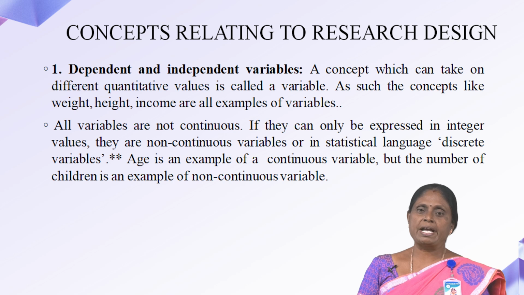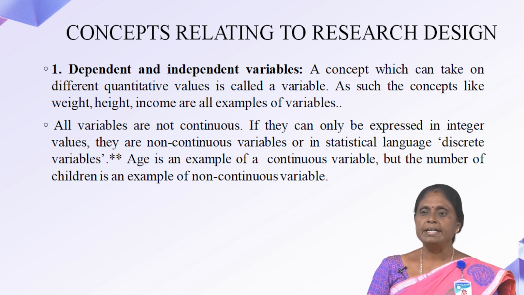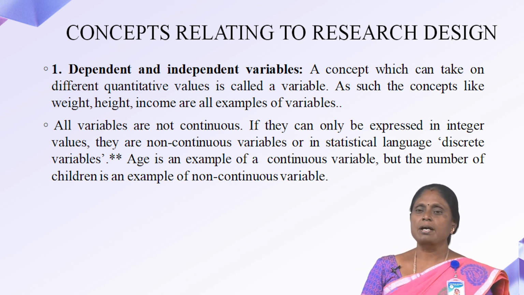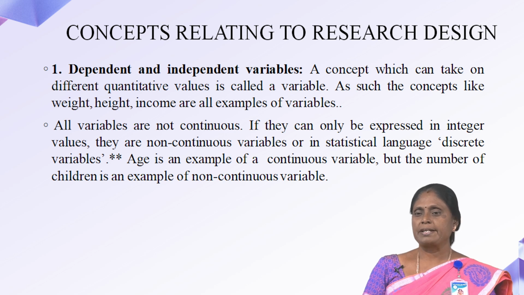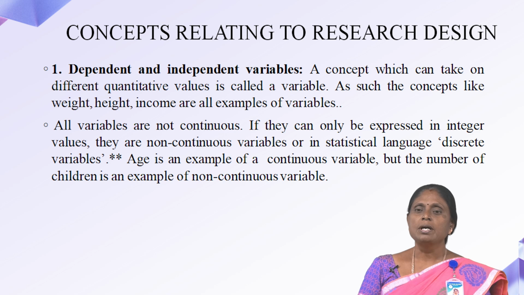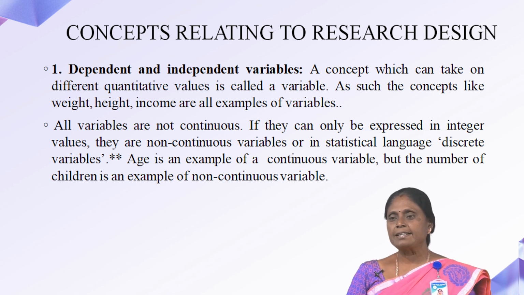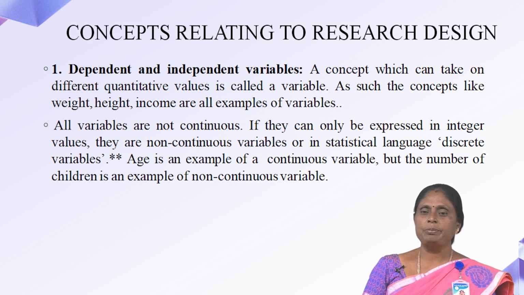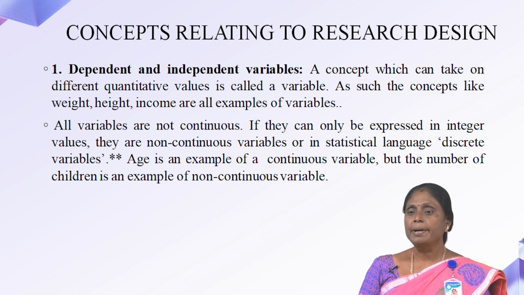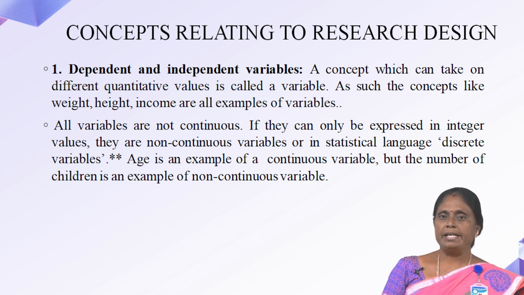The phenomenon which can take quantitatively different values, even in decimal points, is called a continuous variable. But all variables are not continuous. Some may be interrupted, if they can only be expressed in integer values; these are non-continuous variables, or in statistical language, discrete variables. For example, age is a continuous variable, but the number of children is an example of a non-continuous variable.